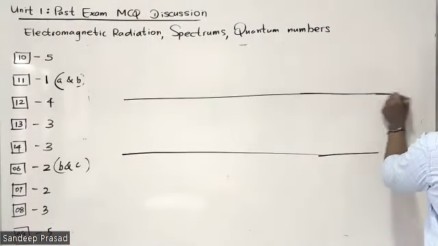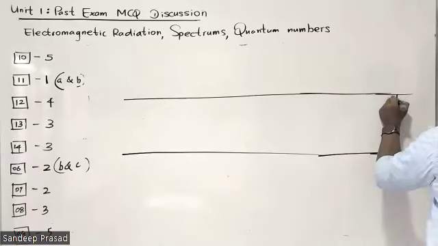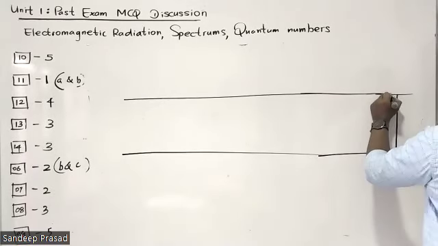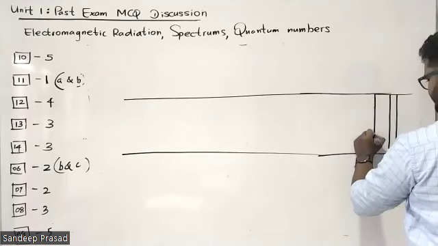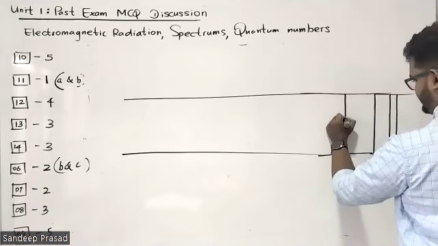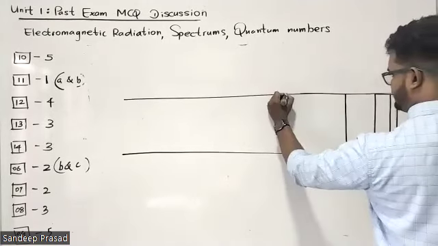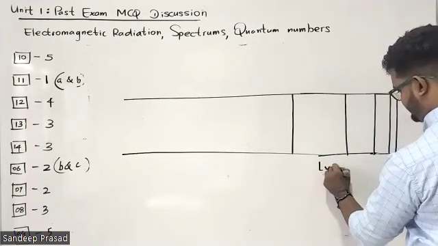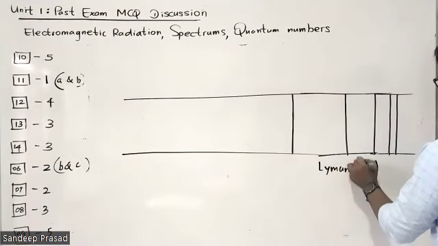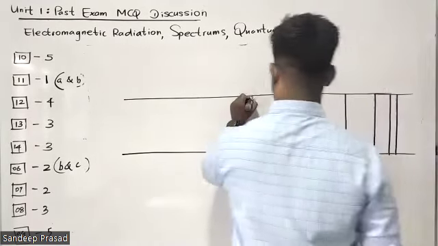We know that the lines actually appear in this way. So we can say that this is the Lyman series, Lyman UV. And the gaps are reducing, right?